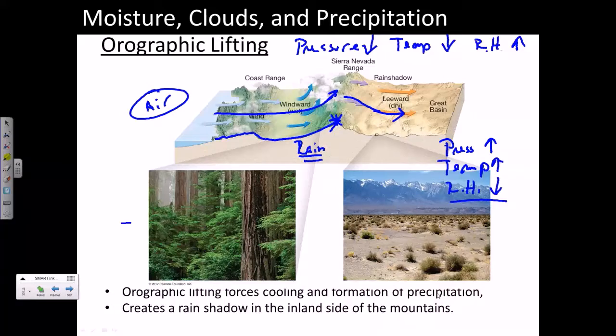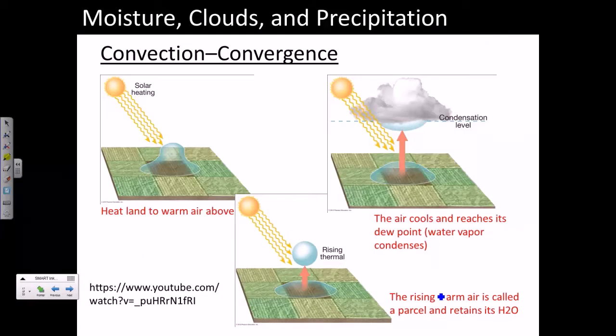On the left-hand side here, you see redwoods and ferns. And on the right-hand side here, you see a desert region, which is very, very dry. And that's orographic lifting. Okay.